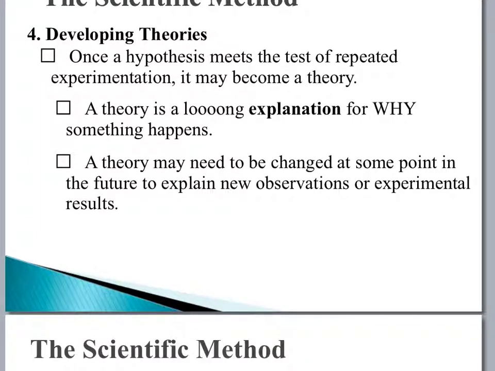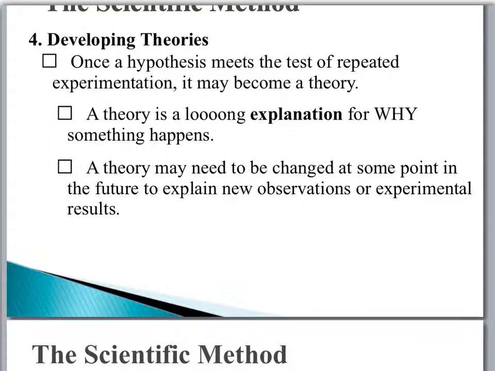So once we get to that point then, and these are some things that we definitely aren't going to be doing in here, but just so you know where you go next, once you have these experiments and you found something new, then you develop a theory. And once a hypothesis meets the test of repeated experimentation over and over and over again, then it may become a theory. And a theory is a really long and pretty detailed explanation of why something happens. Theories can be changed at some point because there may be something new come up that they didn't know at the time, and that changes it just a little bit. So theories are oftentimes changed.